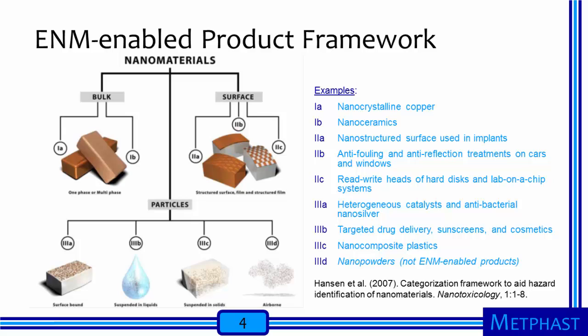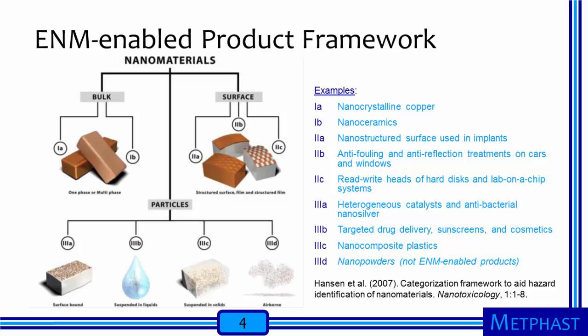This figure was created by Hansen and co-authors to categorize nanomaterials for health-based studies. The authors separate nanomaterials into three broad categories: materials that are nanostructured in the bulk, materials that have nanostructure on their surfaces, and materials that contain nanostructured particles. Within the bulk category, they include single-phase nanomaterials such as nanocrystalline copper, which is bulk copper made very strong because it is formed from nano-sized crystals. Bulk nanomaterials also include multi-phase materials like nanoceramics that are porous, allowing the presence of a liquid or gas phase within the solid nanomaterial.